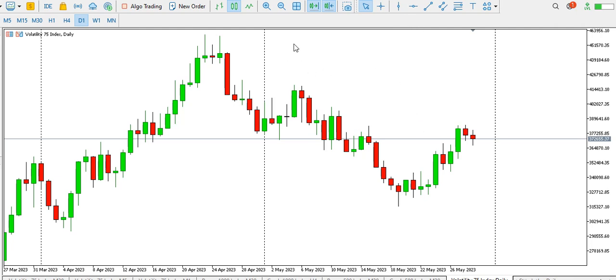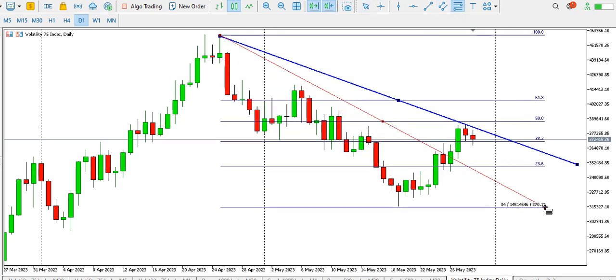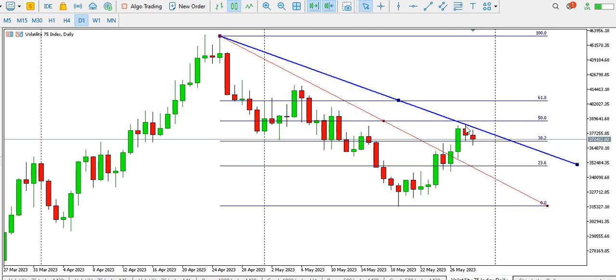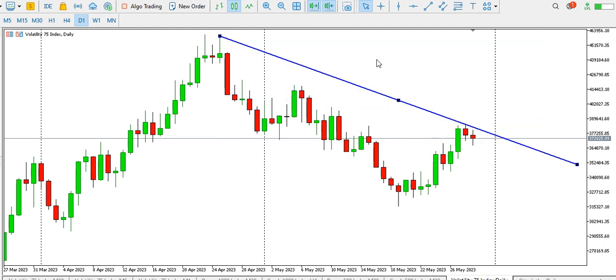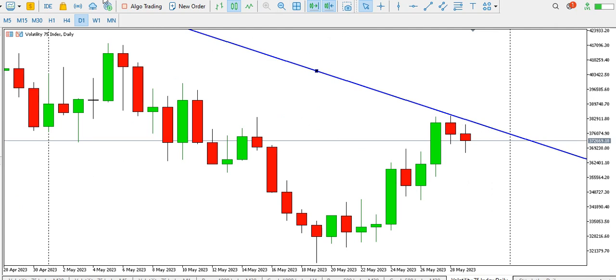On the daily time frame, I can see that price rose up to this level using the Fibonacci retracement tool. We have a price rising up to the 50% Fibonacci level, and price is currently sliding around the 38.2% Fibonacci level on the daily time frame. So the implication of this is that price is retracing before it continues the upward movement.